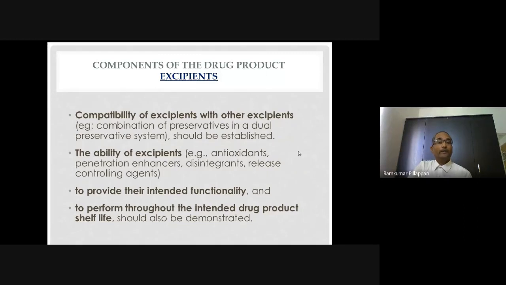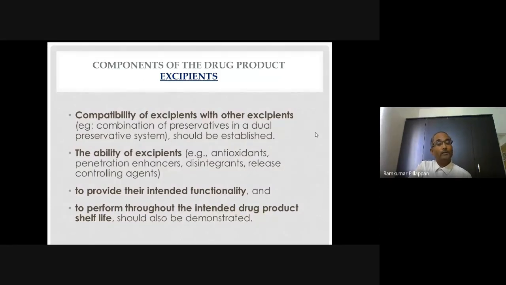Compatibility of excipients with other excipients. This is where the ICH guideline says you mix them in 1:1 ratio or 1:10 ratio, and then keep them at the ICH guideline temperatures in suitable containers and see how stable they are along with the drug, and see whether there are any physical or chemical changes. And also whether the excipients are doing what they are supposed to do.